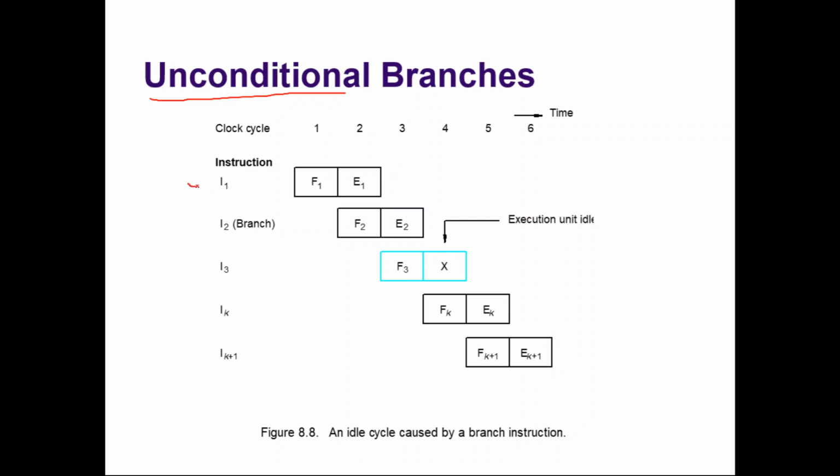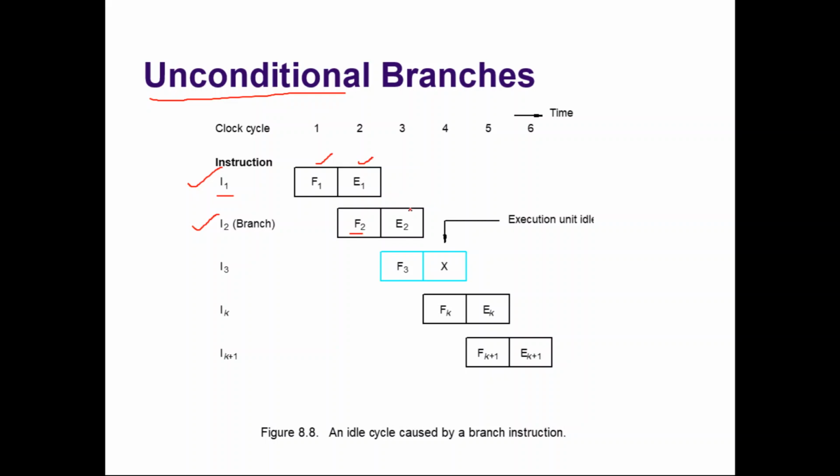So during clock cycle 1, the first instruction, instruction 1, is fetched, and it is executed during clock cycle 2. Instruction 2 is a branch instruction, but the processor does not know beforehand that it is a branch instruction. It is fetched during clock cycle 2. Okay, so we are discussing a two-stage pipeline. Remember, it's not four-stage, it's just a two-stage pipeline. So instruction 2 is fetched during clock cycle 2.